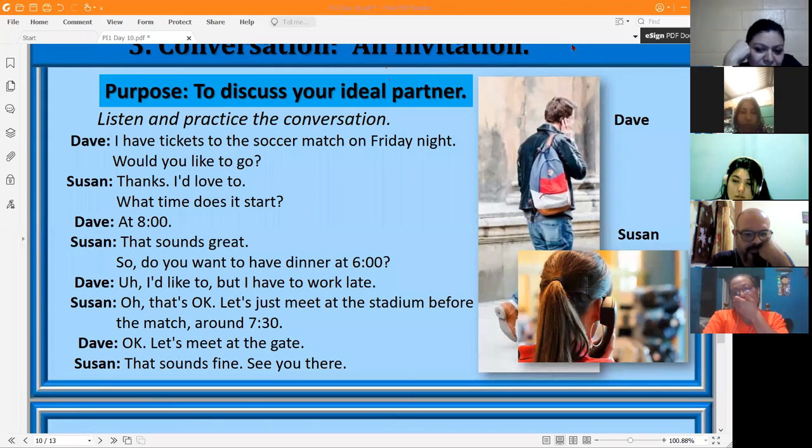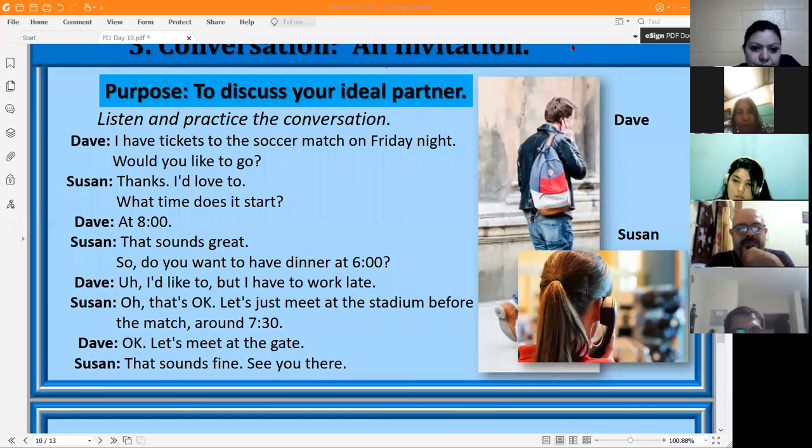Okay, excellent. Thank you very much. Good excuse, right? Okay, Dave looks at the wallet. $1. Okay, $1 and the tickets. Oh, you know, I have to work late. Okay, so no money for dinner. So he said, no, I have to work late. Let's meet at the gate. Teacher, the gate, the entrance, at the entrance of the stadium, okay? So that he doesn't pay for transportation and he doesn't pay for dinner, okay? Good move, okay? Let's see.